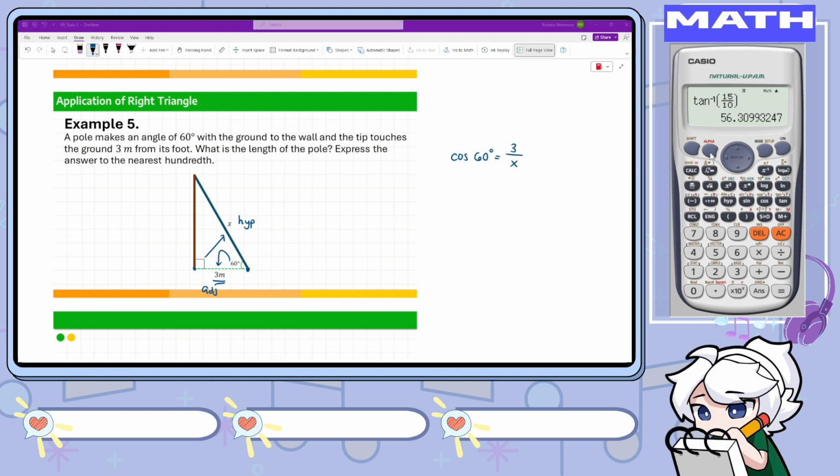If you want, you can use the calculator to input everything. So cos 60, close parentheses, alpha, solve or calc to make equal up here, then do the fraction 3 over x, and then shift solve. There you go. You have your answer of 6 meters. Thus, the answer is 6 meters. So easy, right? But if you want to answer in full sentence, the length of the pole is 6 meters.